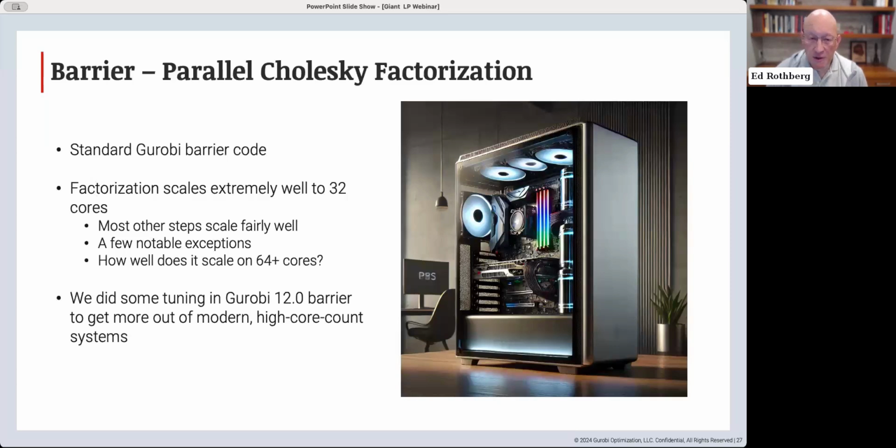Okay, so the next option we're going to consider, of course, is just out-of-the-box barrier, so parallel Cholesky factorization within barrier. The code we're using here is basically the same barrier code that we've had for 15 years. We know the factorization scales well to 32 cores. Most of the other steps in barrier scale fairly well, but as I mentioned earlier, there are some exceptions. Truth is we don't really have that much experience with scaling it beyond 64 cores. In looking at how it scales on larger machines, we did make a few improvements. So it's a slightly better version of our traditional parallel barrier code.